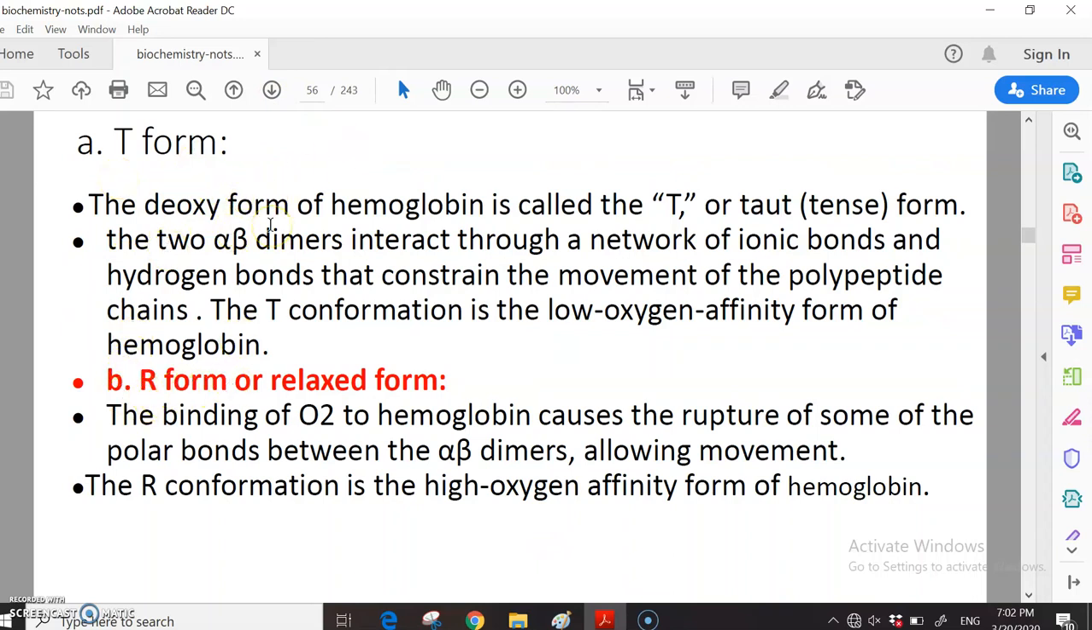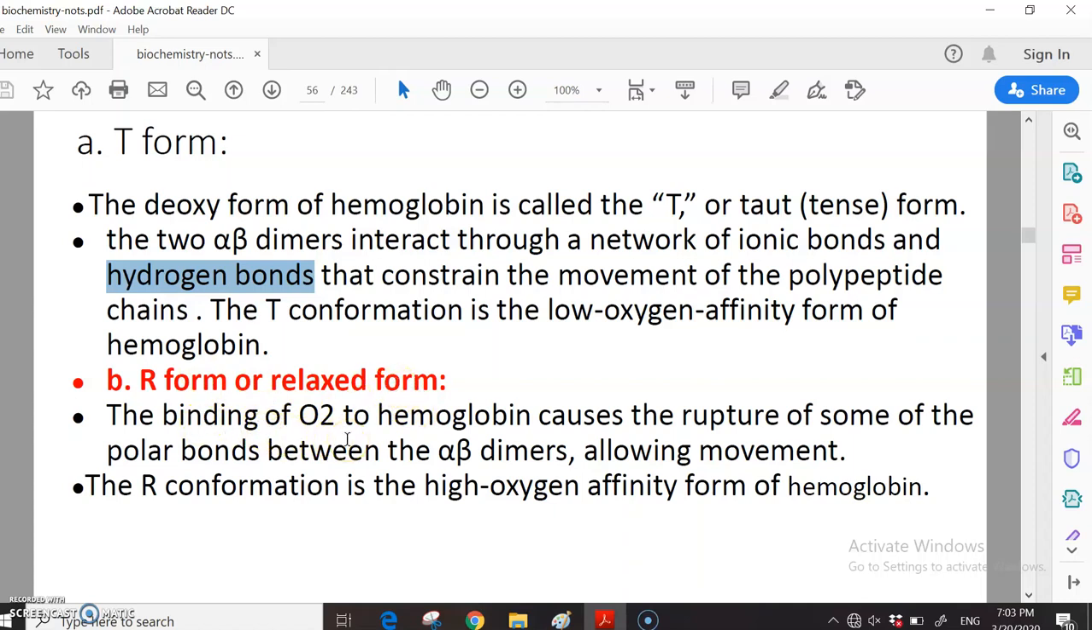The T form, which is the deoxy form of hemoglobin, is called the T or tense form. The 2 alpha beta dimers interact through a network of ionic bonds and hydrogen bonds, which are strong bonds. These bonds constrain the movement of the polypeptide chains. The T conformation is the low oxygen affinity form of hemoglobin. The second form is the R form or relaxed form.